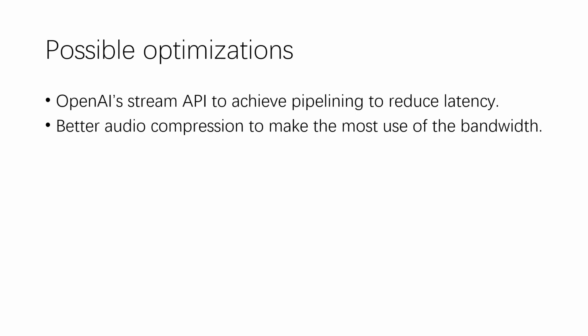Are there any possible optimizations to improve its performance? We propose two. The first one is to use OpenAI's Stream API to achieve pipelining to reduce latency. And the second thing is that we may use better audio compression than OGG to make the most use of the bandwidth, and it can possibly reduce the overhead.